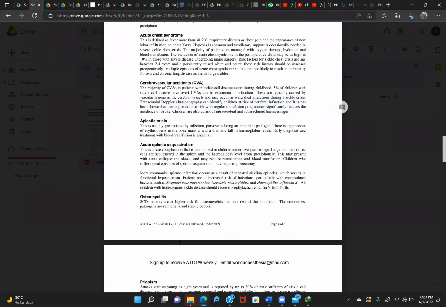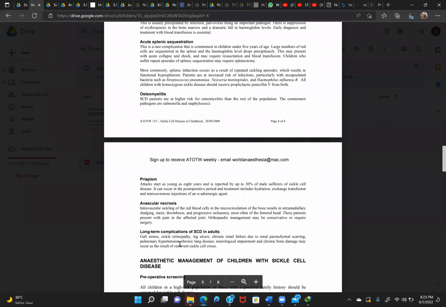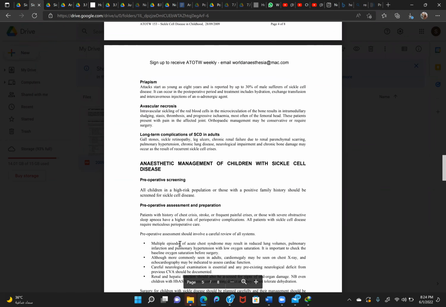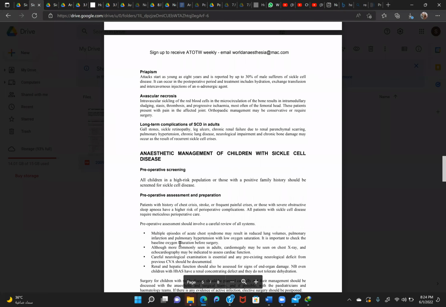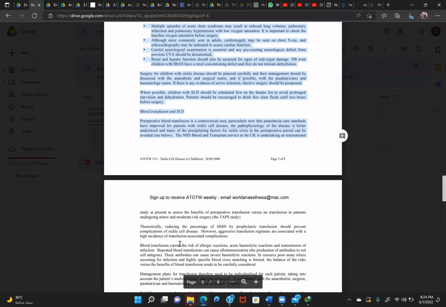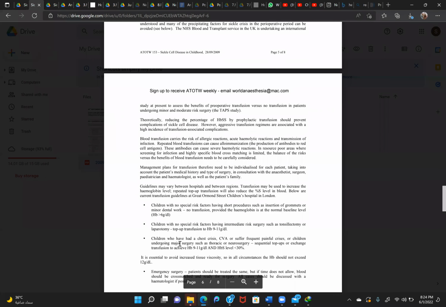Priapism, because of infarction. Avascular necrosis of bone, especially the femoral head, so as I told you, hip avascular necrosis of the neck of femur. Long-term complications, as I told you: gallstones, sickle retinopathy. Yes, I forgot about retina. Chronic renal failure due to renal parenchymal scarring. So things like that. I hope you understand something.